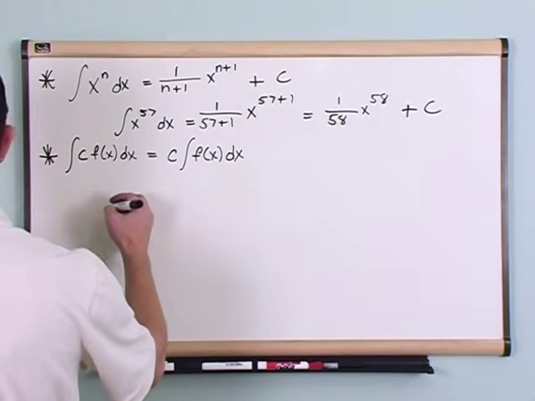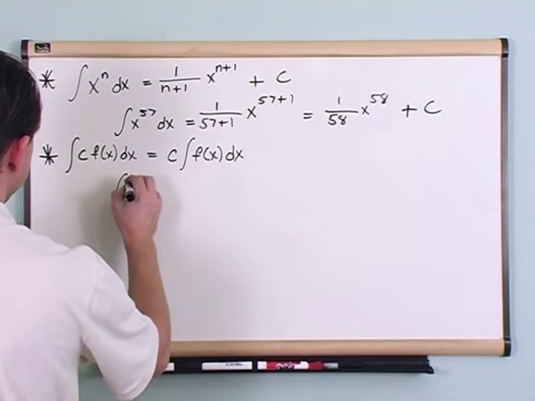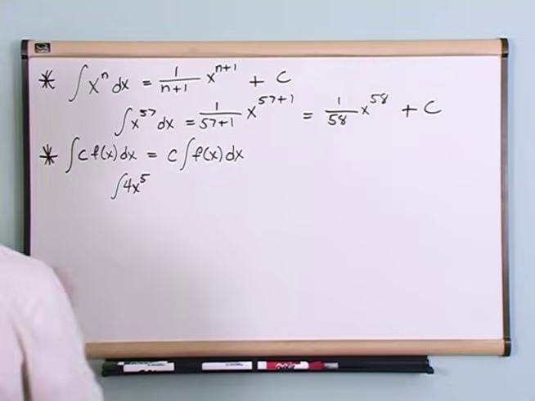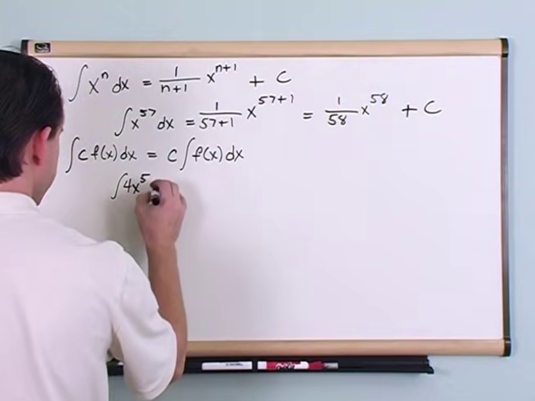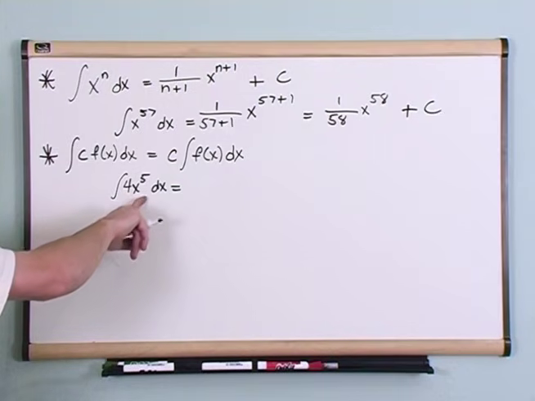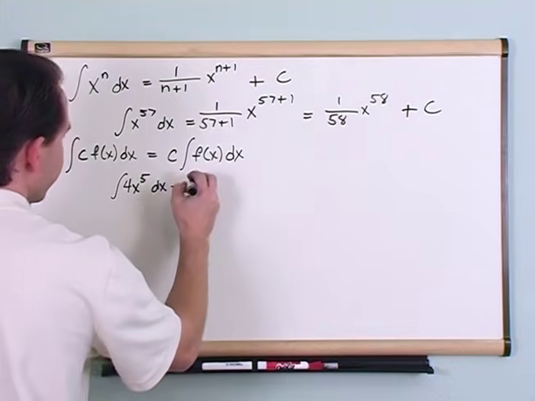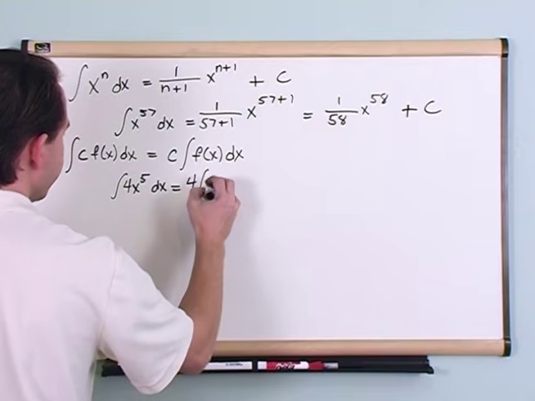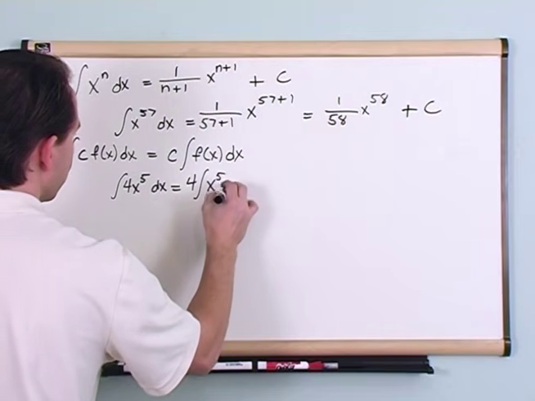So an example of that would be the integral of 4x to the 5th power over dx. Well, you've got a constant in the front, and you've got a function of x, x to the 5th. So really what you're doing here is you put the 4 out in front, and then you take the integral of what's left over.